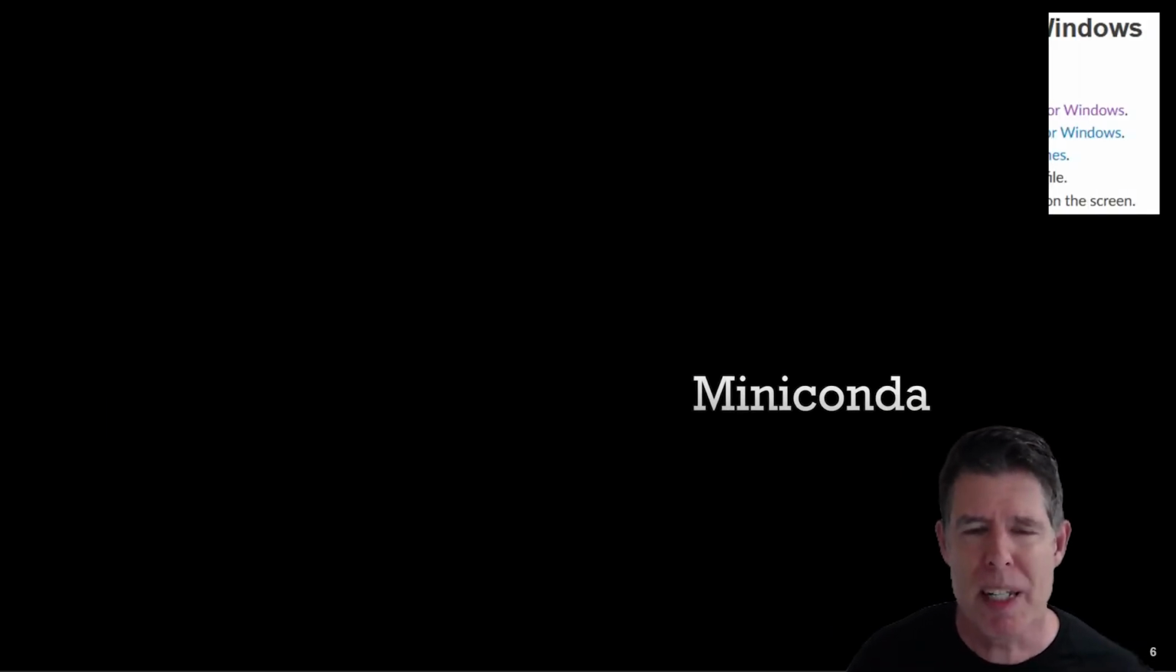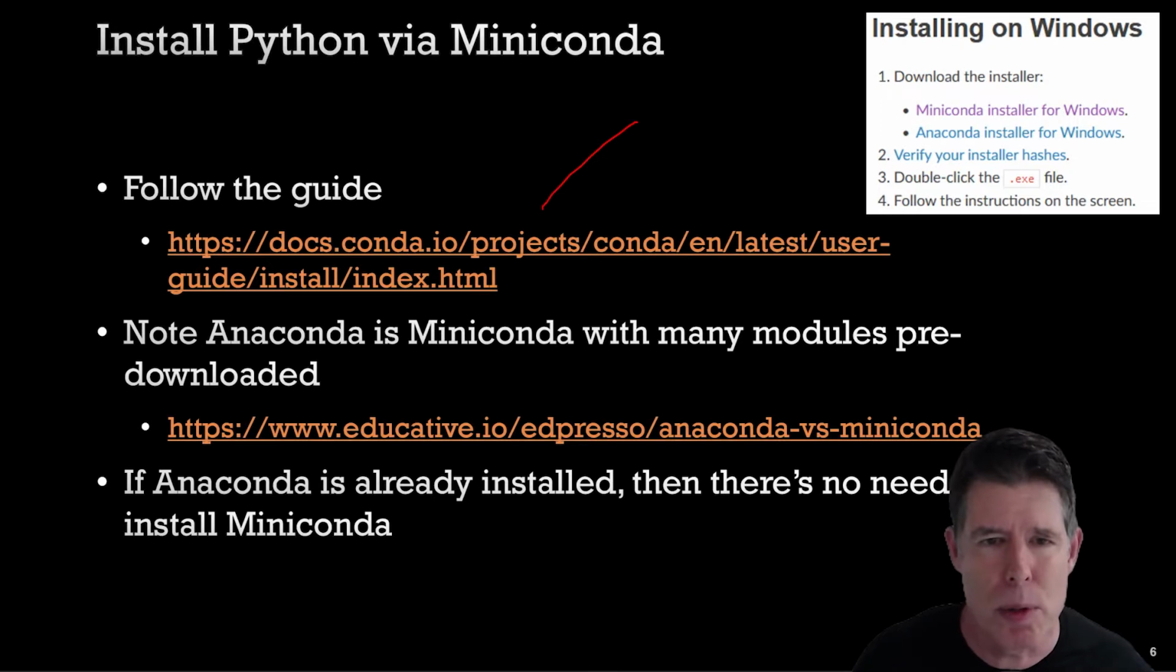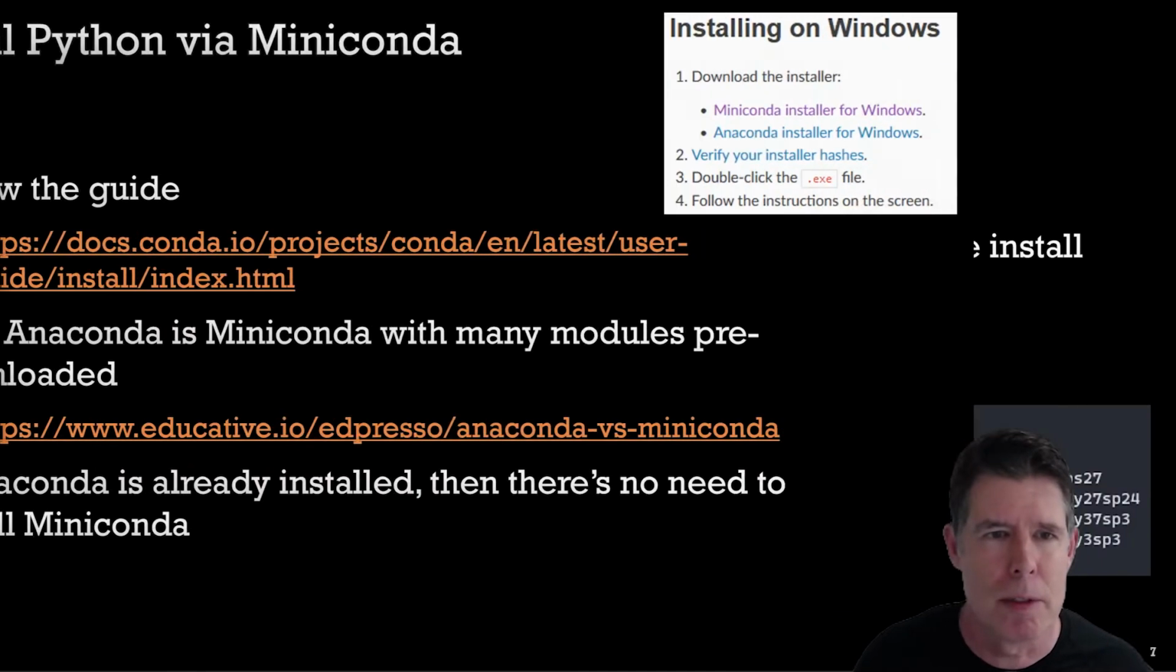So Miniconda is Anaconda, but the mini version of it. There's an install guide. Just Google around. I'm not going to go through all the steps, but download and install Miniconda. You can install Anaconda if you want. Everything will work identically. It just takes you longer.